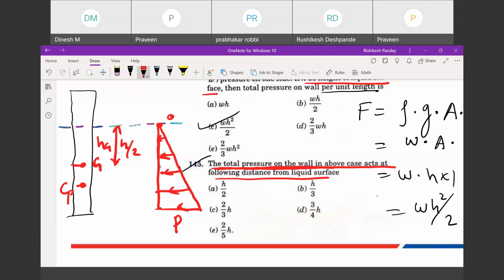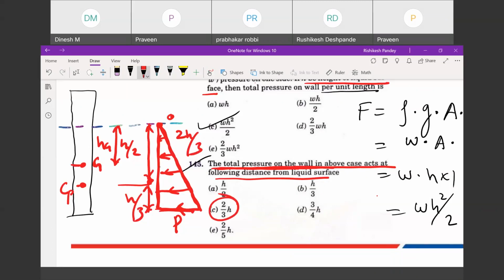It will be the centroid of this triangle, because pressure acts like this only. This is 0 and this is maximum pressure P. So where does the centroid of a triangle lie? It lies at height 2h by 3 from above or h by 3 from below. If they are asking from below, it is h by 3. If they are asking from the free surface, it is 2h by 3. h by 3 is also in the options, but it would be the answer when it is asked from the bottom. If it is asked from the top or free surface, 2h by 3 should be the answer.